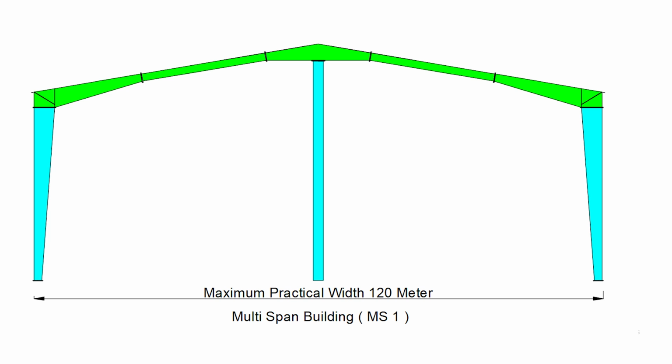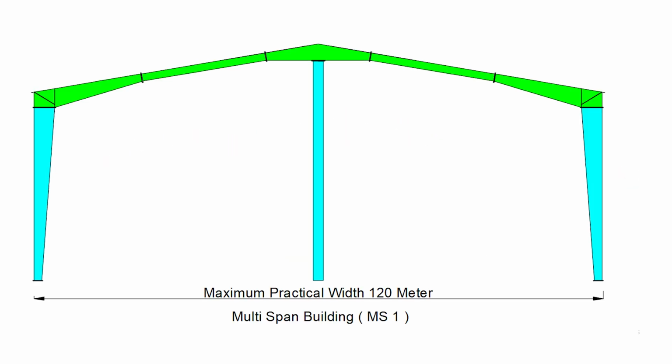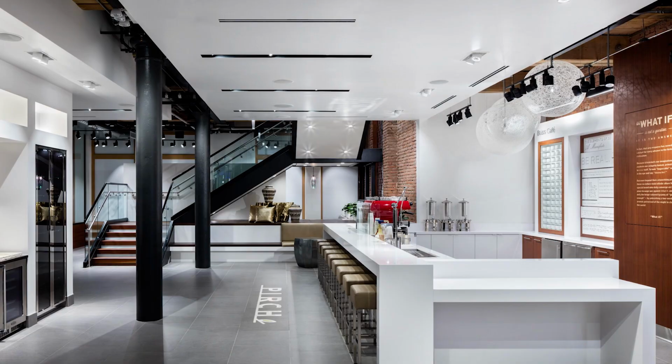There are several types of multi-span building: multi-span 1, multi-span 2, multi-span 3. Multi-span 1. This type of building has an intermediate column in its center, which brings its maximum practical span up to 120 meters. We call it multi-span 1 because this type of building has one intermediate column in its frame, which is why its maximum practical width is significantly greater than that of a clear span building. This type of building is often used as a workshop building, showroom, or warehouse.